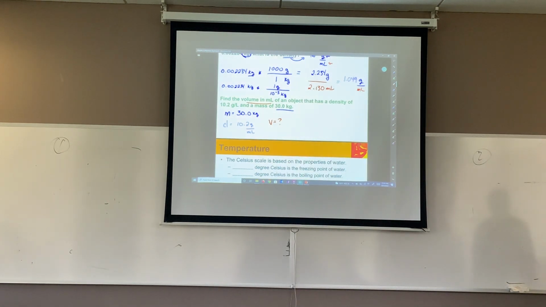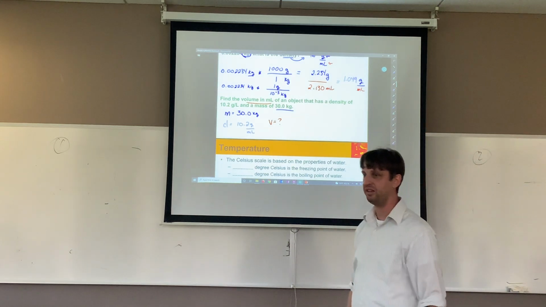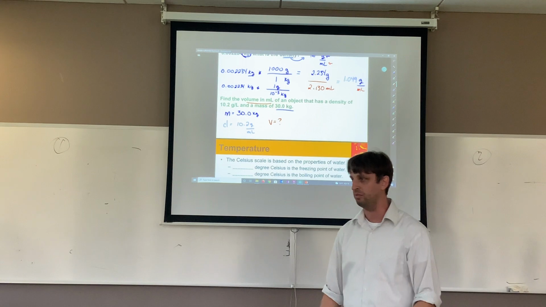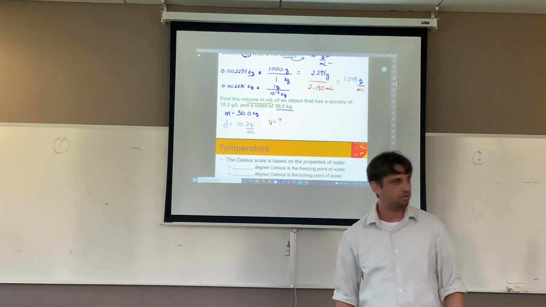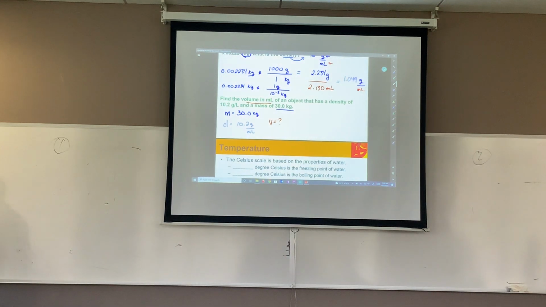Why? Because now I've simplified it, right? I have three things. I need to figure out volume. I'm given mass and I'm given density. Do we have an equation that relates mass and density and volume? Absolutely we do. You guys with me on that? So let's write out that equation. Mass over volume equals density. There it is. Good.